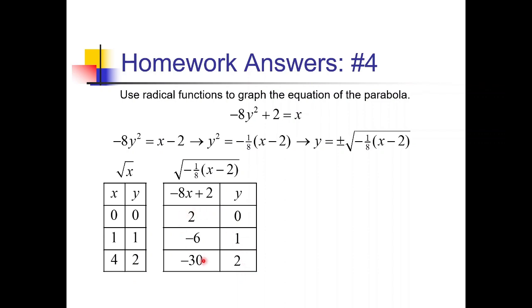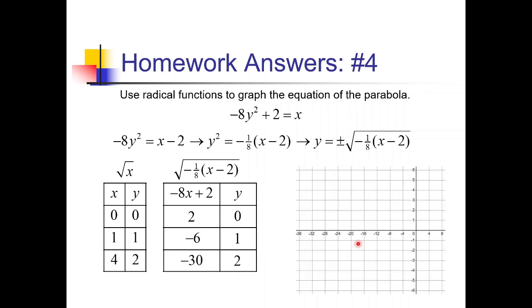To fit these x values, I'm going to probably need to go by like 5s or 10s or something big. Let's see what I went by. Looks like I went by 4s. Yeah, that'll work. So we've got 2 comma 0 is right here. We have negative 6 comma 1 is right here. And then negative 30 is over here, comma 2 is right here.